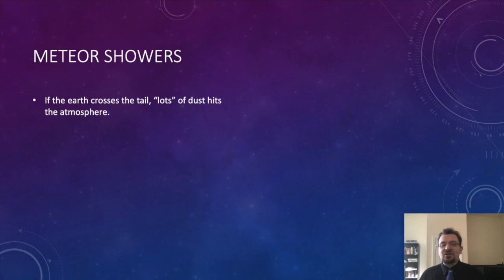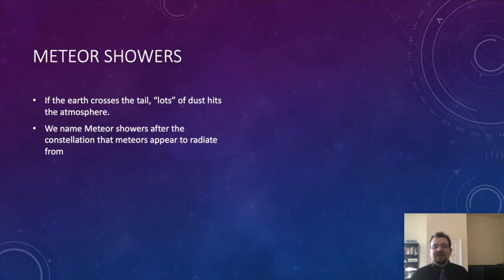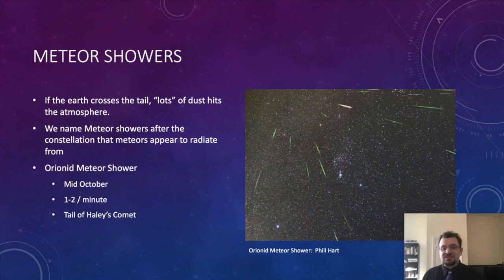So, meteor showers. If the Earth crosses one of these tails, lots of dust hits the atmosphere. And we name the meteor showers after the constellation that the meteors appear to radiate from. For instance, the Orionid meteor shower radiates from the constellation Orion, and it happens in mid-October, and we see 1 to 2 a minute, and this is us passing through the tail of Halley's Comet.